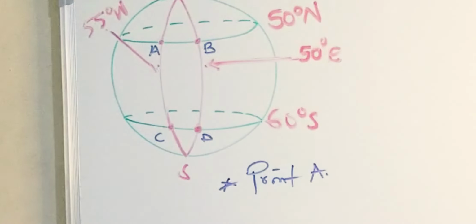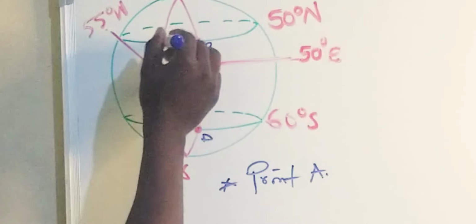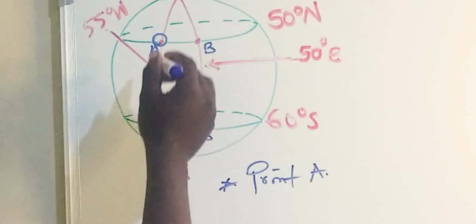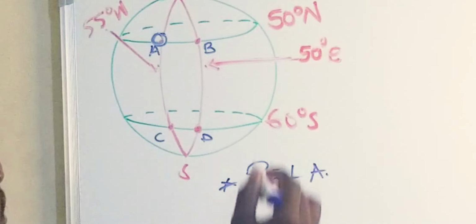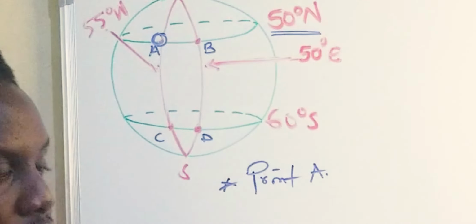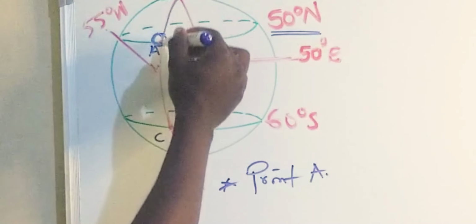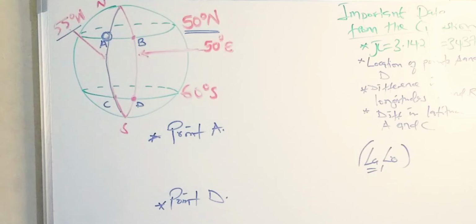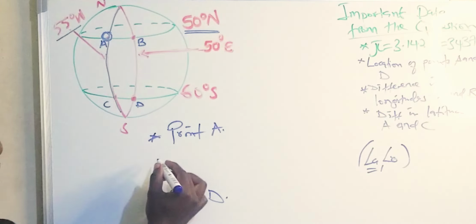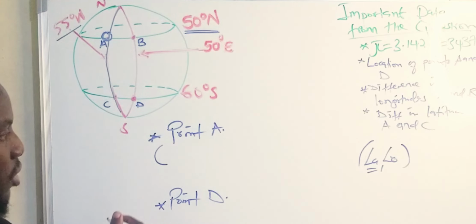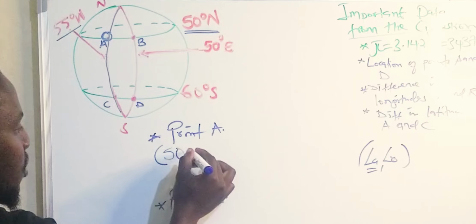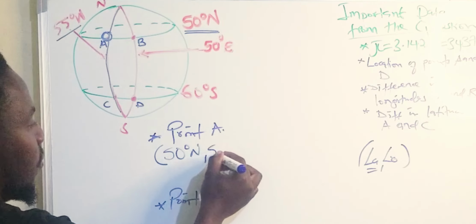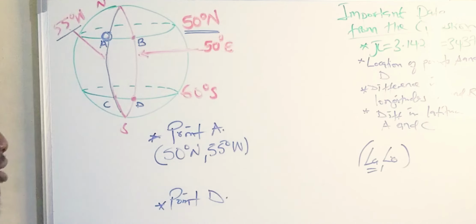So let's locate point A. Point A is there, and this point A is sitting on latitude 50 degrees north as well as longitude 55 degrees west. With those values and following this mnemonic, we can safely say the location of point A is 50 degrees north, 55 degrees west. That is the location of point A.